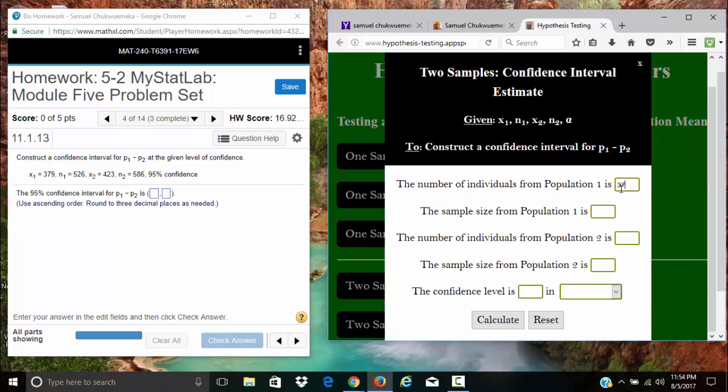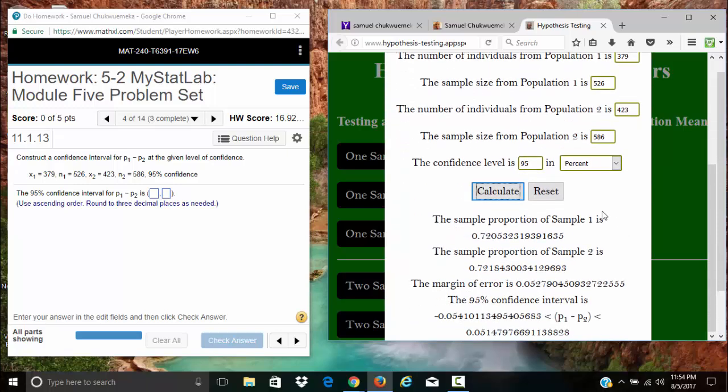Okay, x1 is 379, n1 is 526, x2 is 423, n2 is 586, and 95% confidence. So you put 95, come here and select percent, and click calculate, and just scroll down to see it. So this is what you're going to look for here. The 95% confidence interval is, okay, this is what we're looking for here.